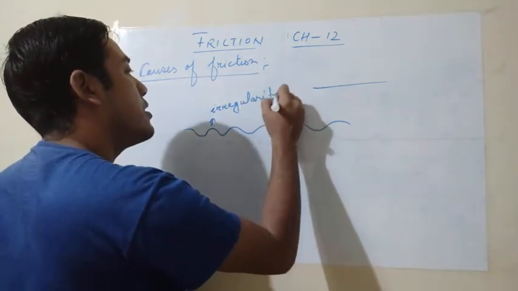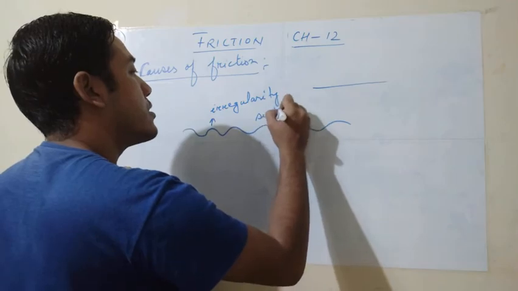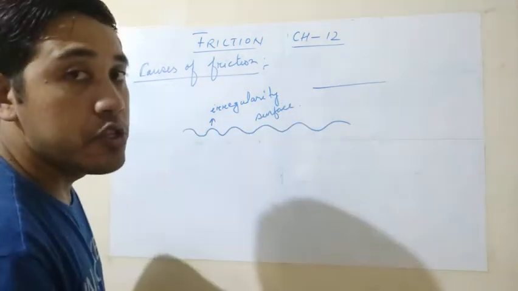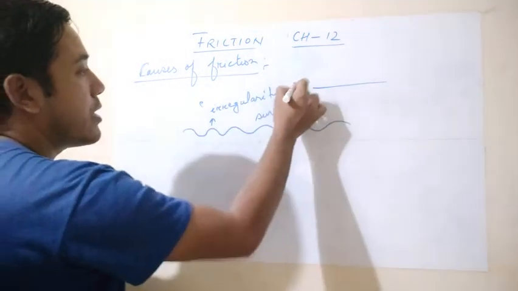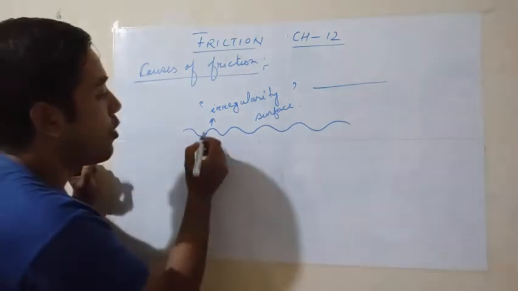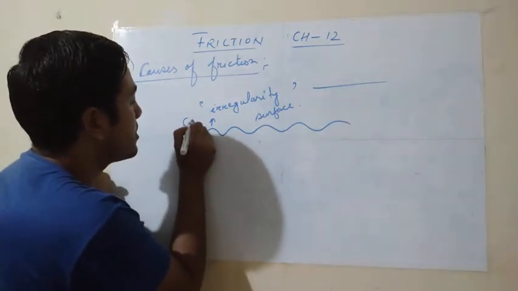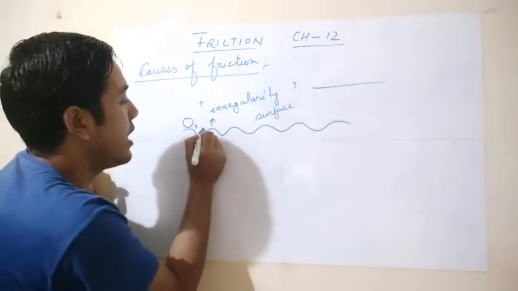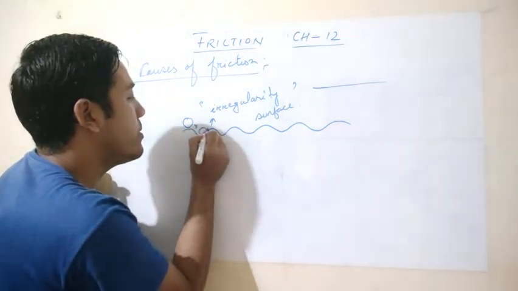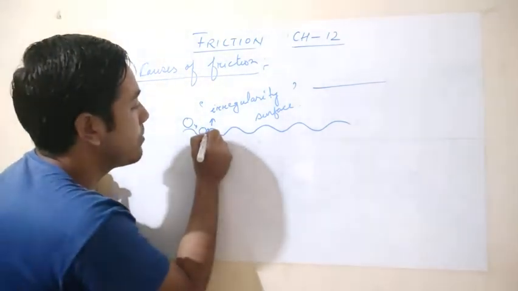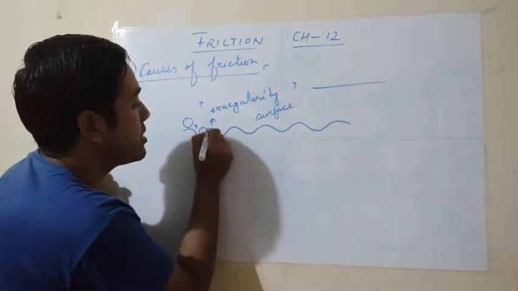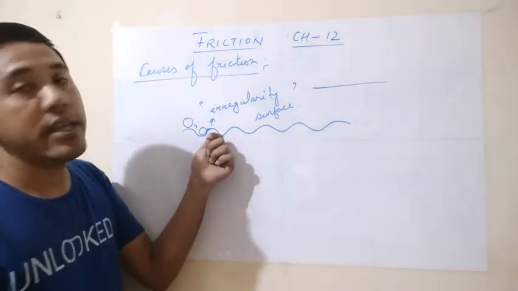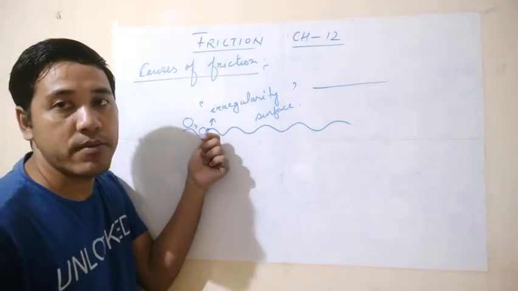Irregularity surface. Due to the irregular surface, what will happen? When an object moves over this part, the speed of the object will be fast. And from here to here, the object will slow down, because of these portions the object finds it very difficult to move.